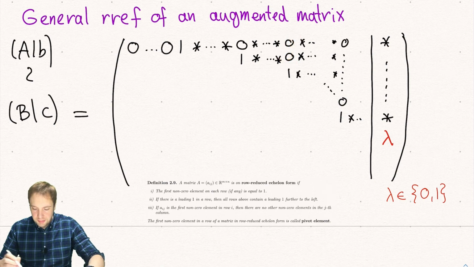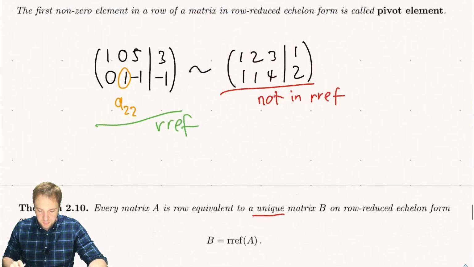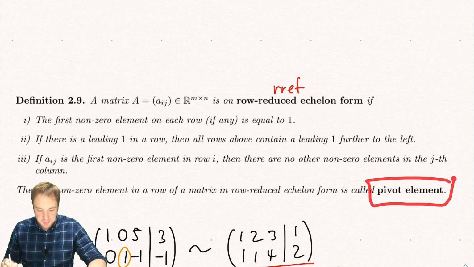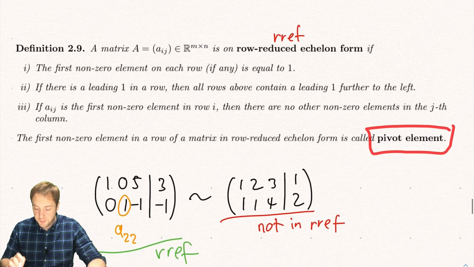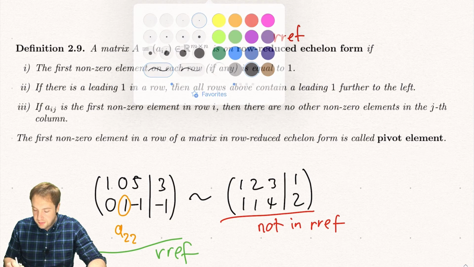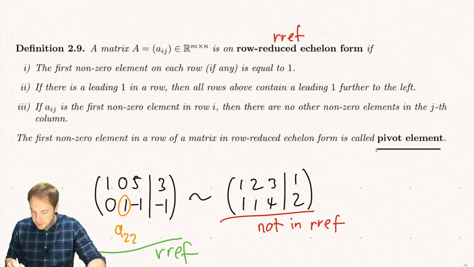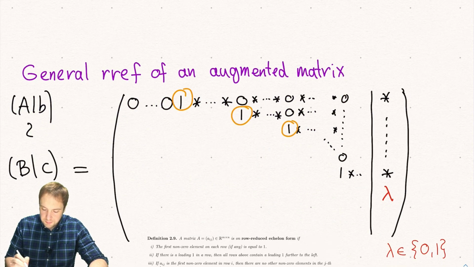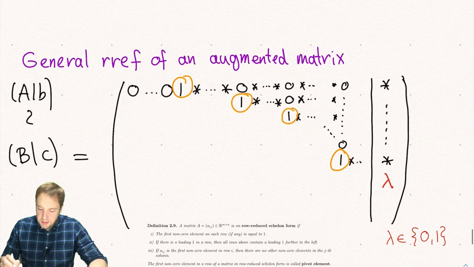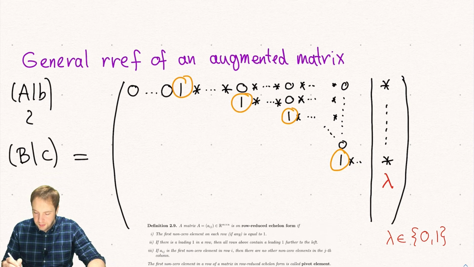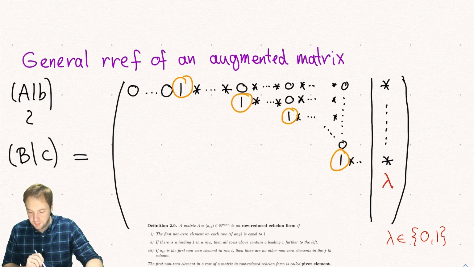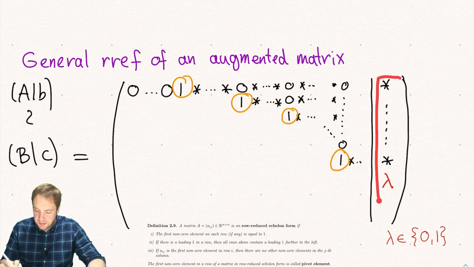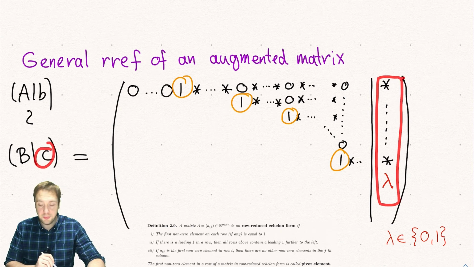non-zero elements here. And also what I forgot to say, which was written here, is that the first non-zero element in a matrix of row reduced echelon form is, like before, called a pivot element. So here, these are the pivot elements. And then at some point we have the last row where there's something. So here in the end, everything needs to be 0. And now there comes the last column here, which is this vector C.